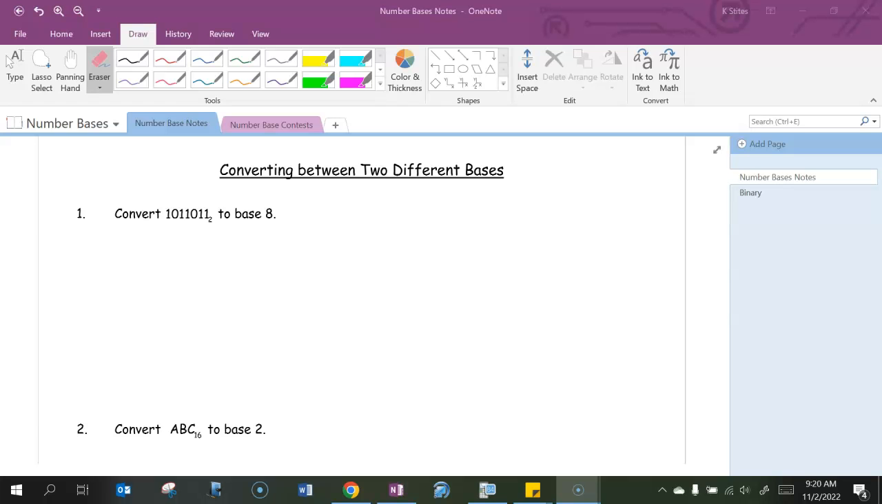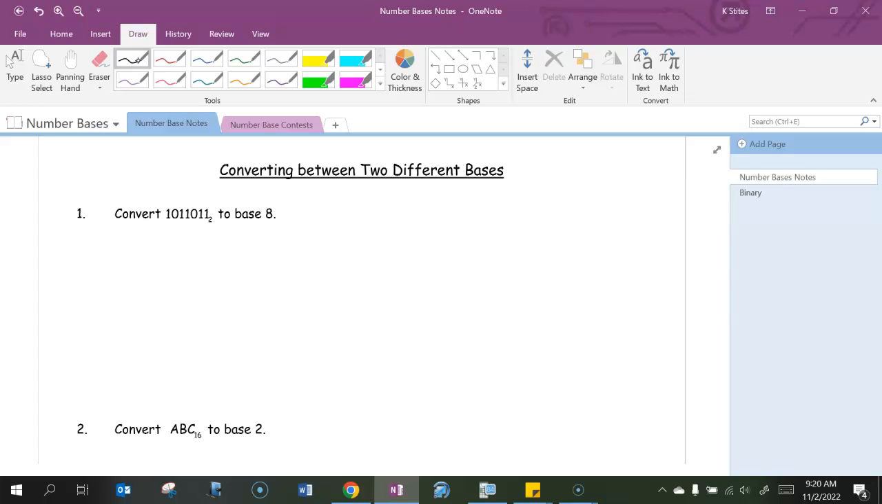Welcome back. So now, converting between two different bases. So this means that you don't have a base 10. There are a couple different ways to do most of these problems, but we're going to start off just showing you a combination of the two methods that you just learned about. First, we're going to convert to base 10, and then we'll convert from base 10 to the new base. There is a faster way to do this called binary, and we'll talk about that in the next video.